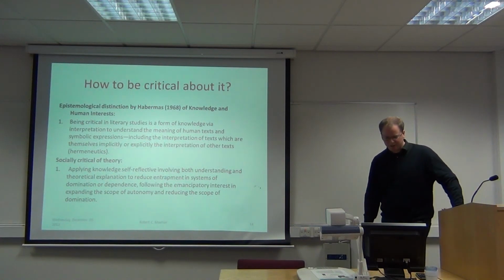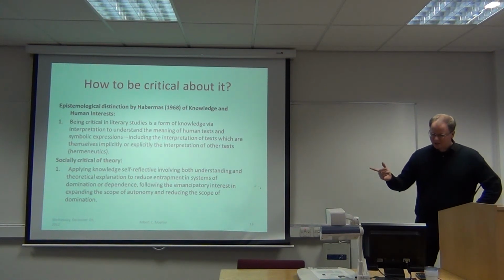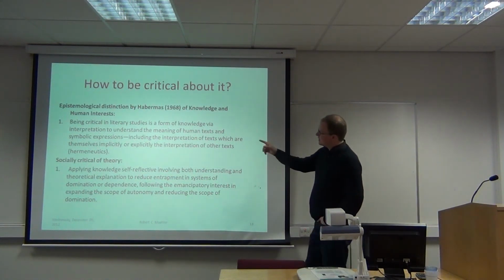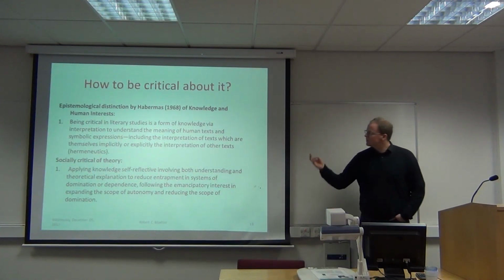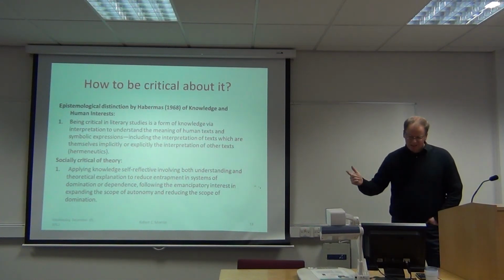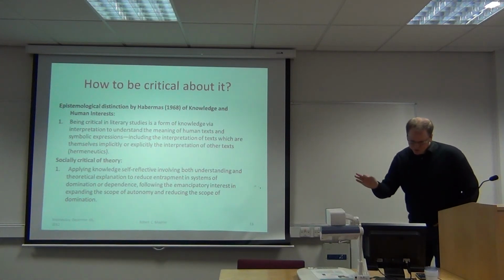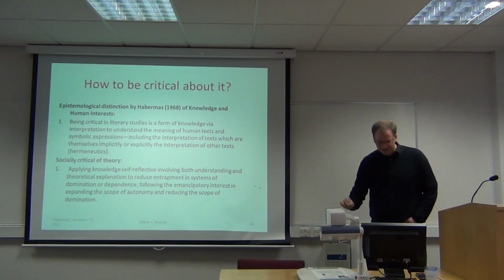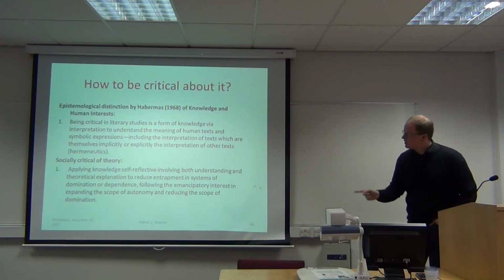This is from a critical school. This was a research institute in Frankfurt in Germany. Yeah, and the epistemologic distinction, or what we can say about something, came from Jürgen Habermas, from Knowledge and Human Interests. Being critical in literary studies is a form of knowledge via interpretations, to understand the meaning of human texts and symbolic expressions. This is what we do.